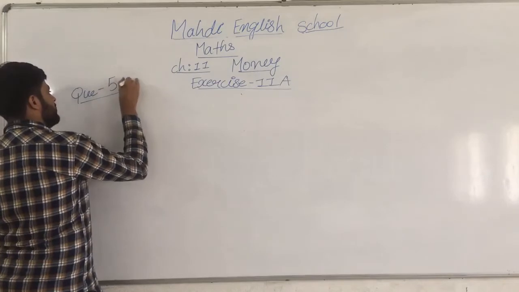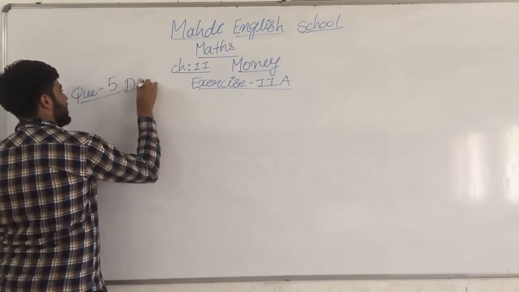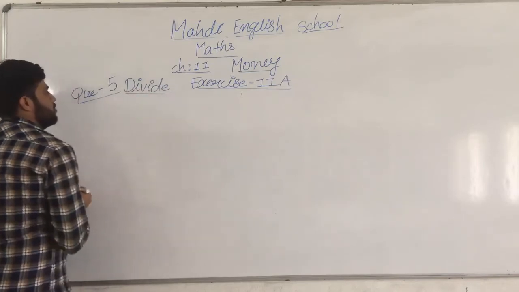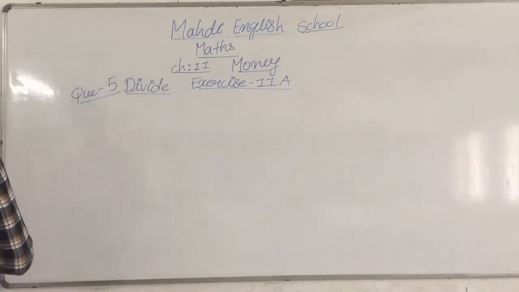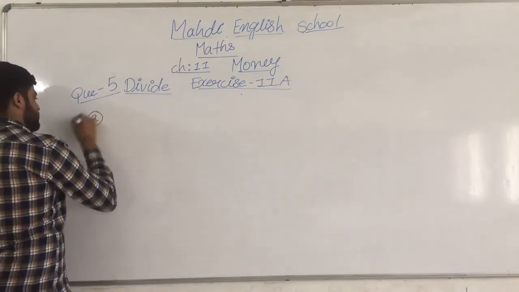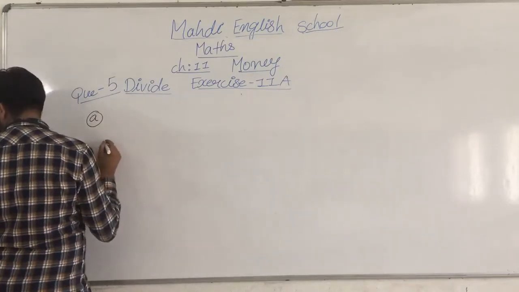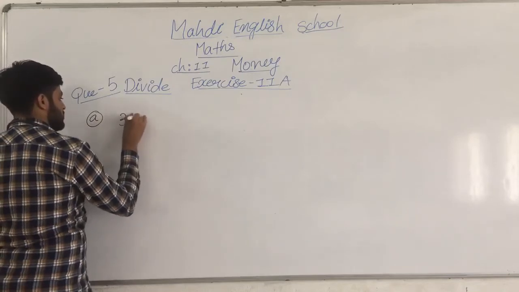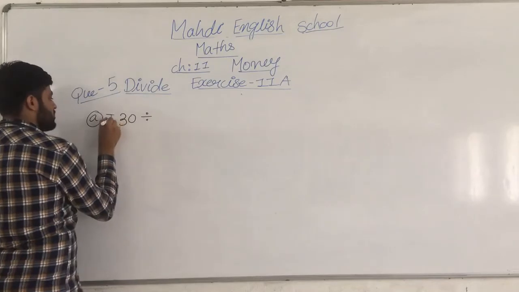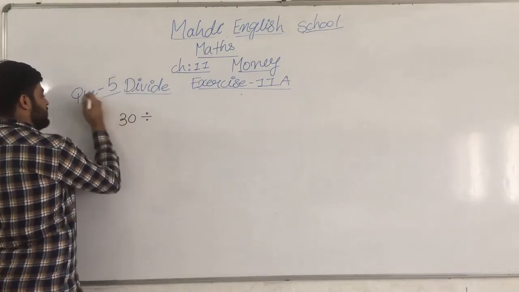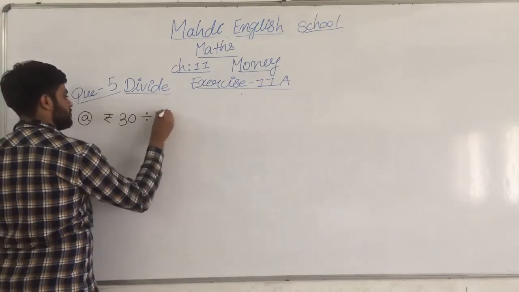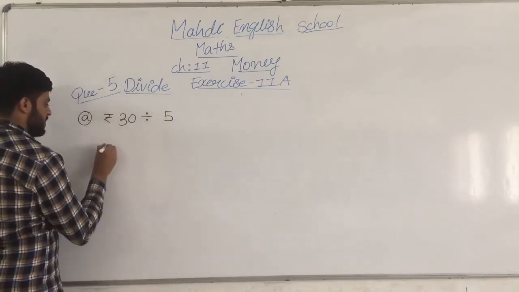Question number 5: divide. My point, my dear students, is that question number 5 is divide. So now in question number 5, the first question is 30 rupees divided by 5.